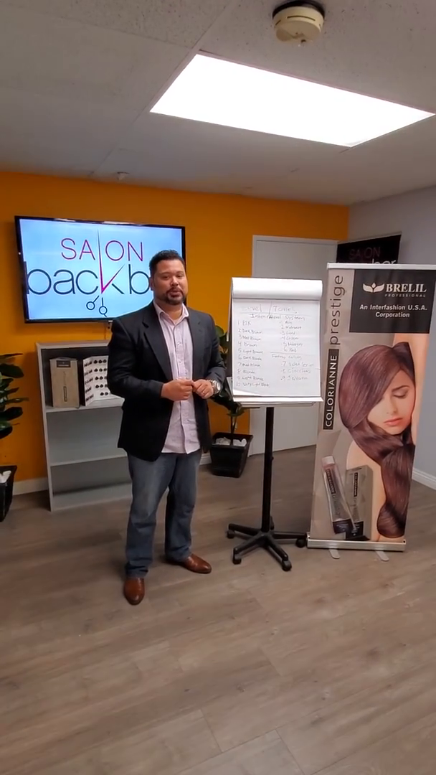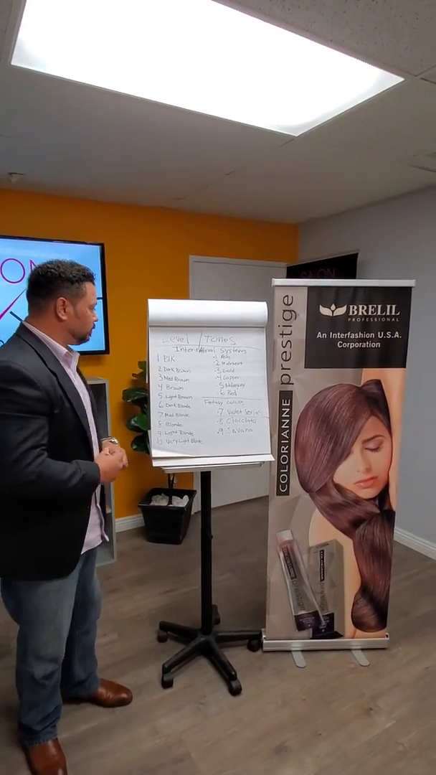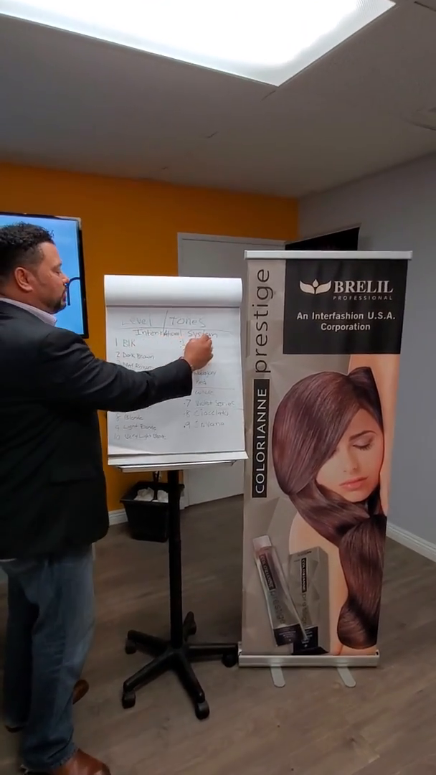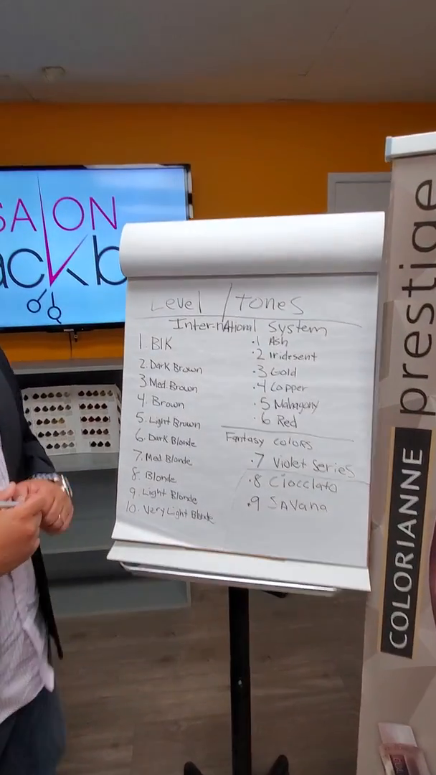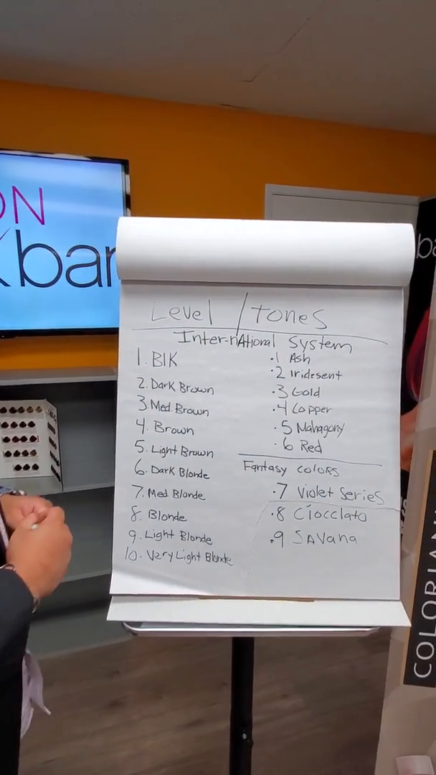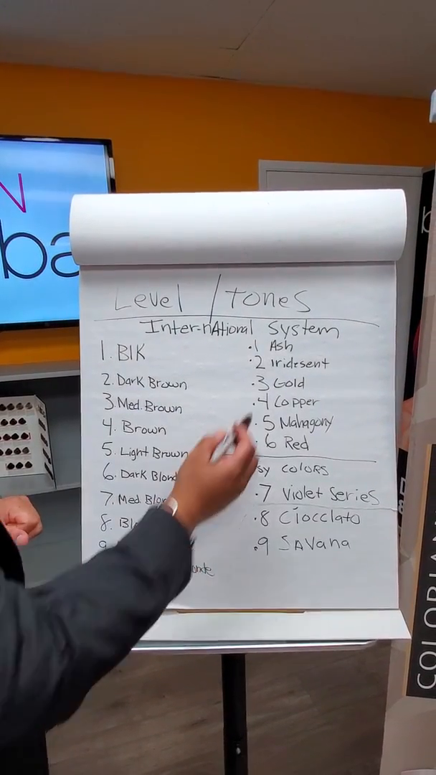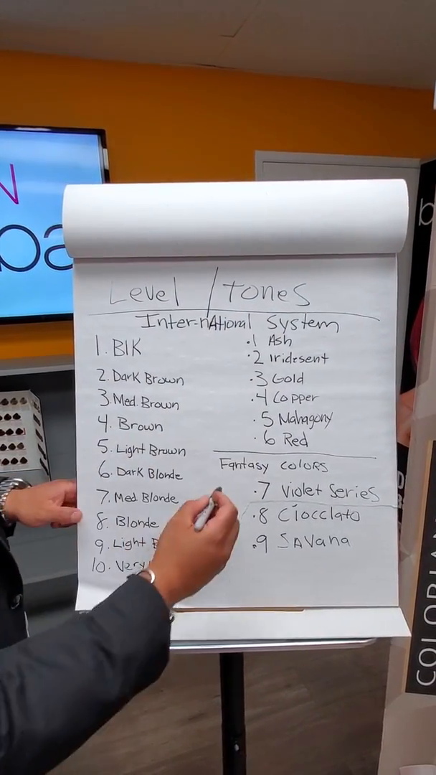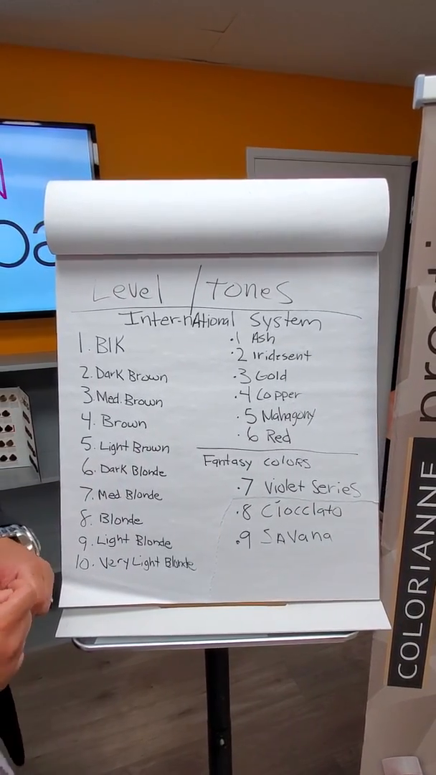Today I'm going to teach you how to read the International System on colors. The International System is actually a number system on how you're going to read different colors. First, we're going to go over the levels. Then we're going to go over the tones. And then I'll teach you a couple of fantasy colors brought to you by Prestige.